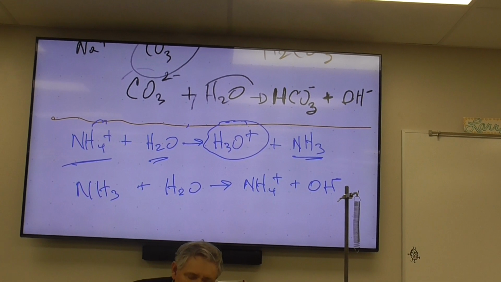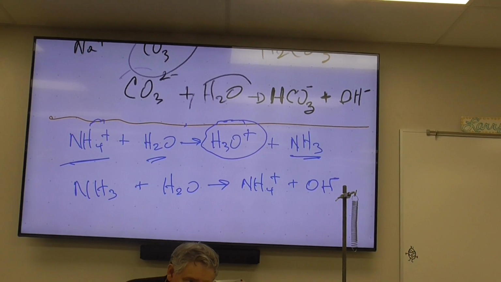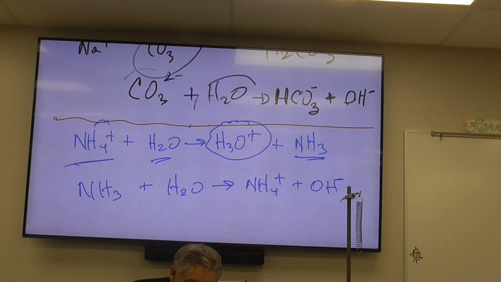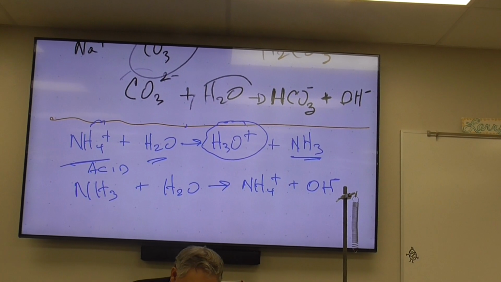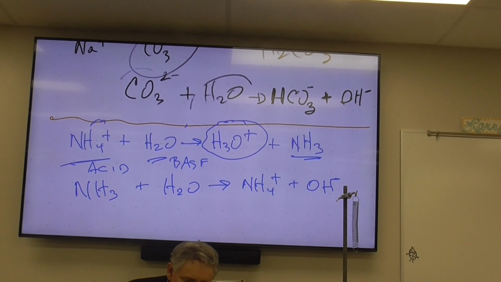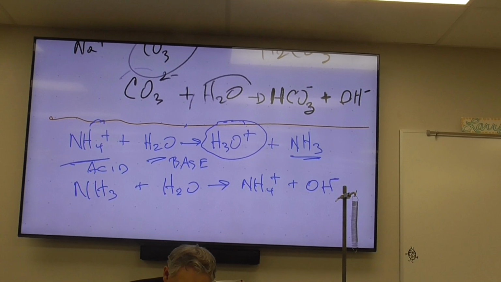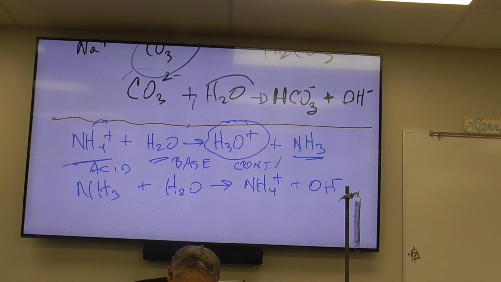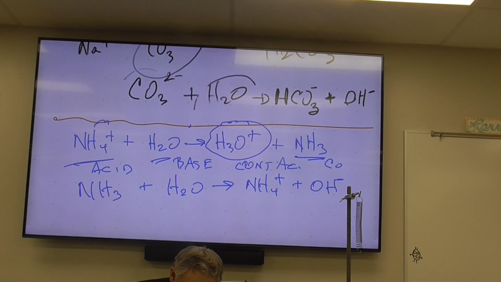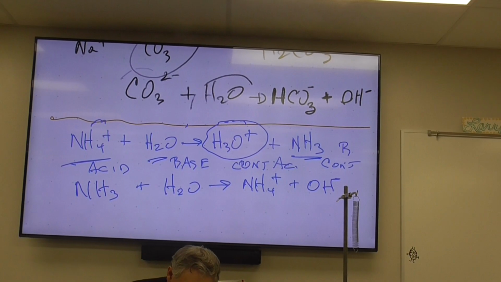So in this situation, what is my acid and what is my base? Ammonium's the acid, water's the base. Ammonia is the conjugate base. So H3O is my conjugate acid or my conjugate base? Conjugate acid. That's my acid, and this is going to be my conjugate base.